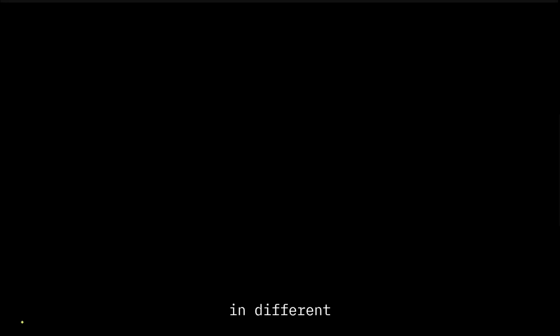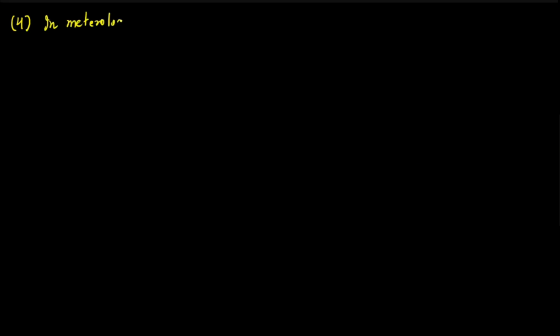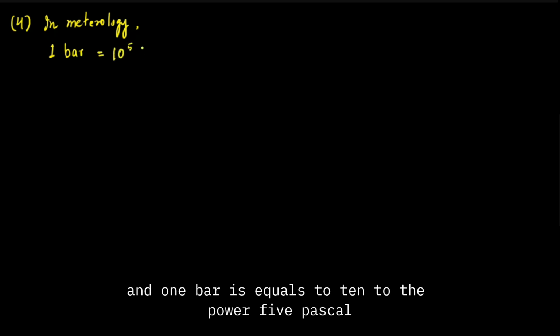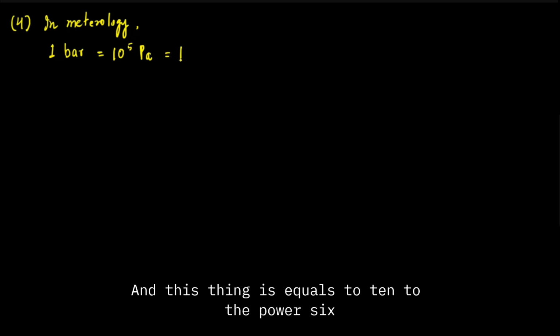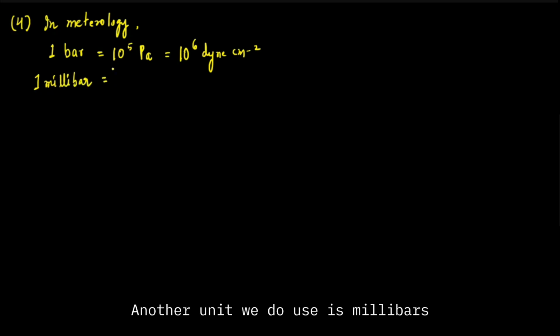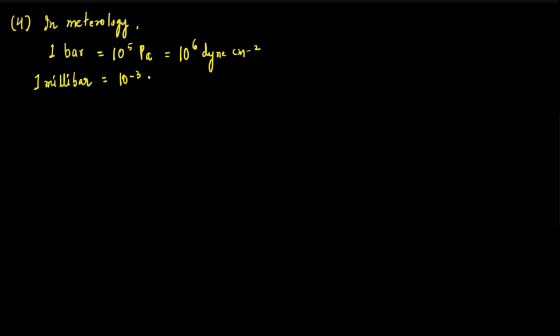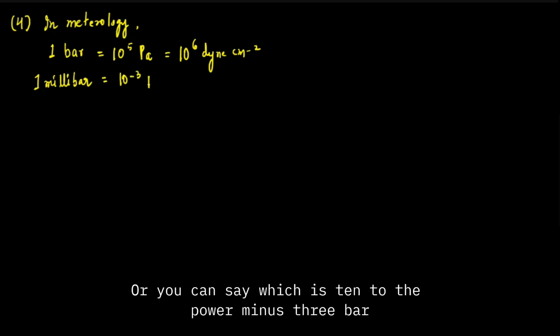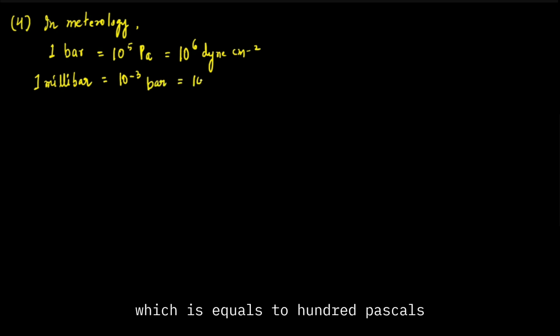Similarly, in different industries, or in meteorology to be precise, where we deal with atmospheric pressure, we measure pressure in bars, and 1 bar is equal to 10 to the power 5 Pascal, which is equal to 10 to the power 6 dyne per centimeter square. Again, pressure is the only physical quantity you deal with in physics which has a lot of units. Another unit we use is the millibar, which is 10 to the power minus 3 bar, which is equal to 100 pascals.